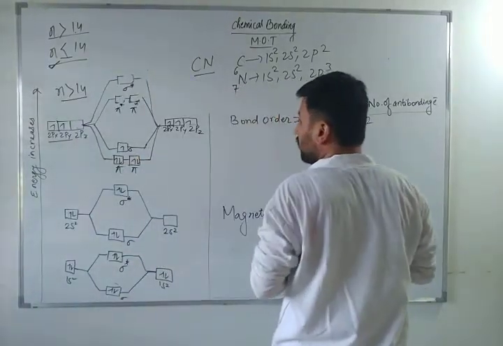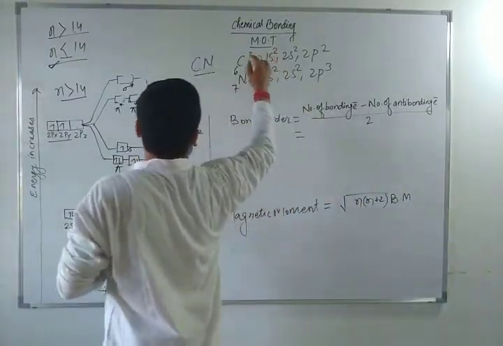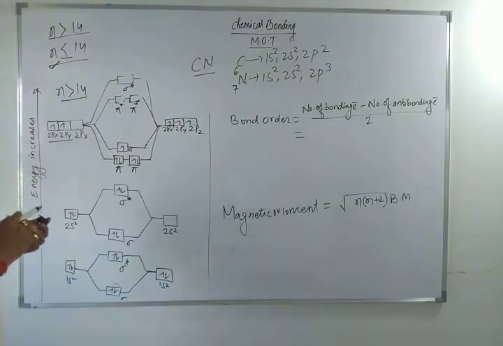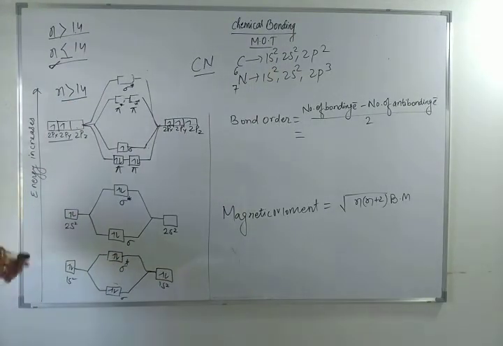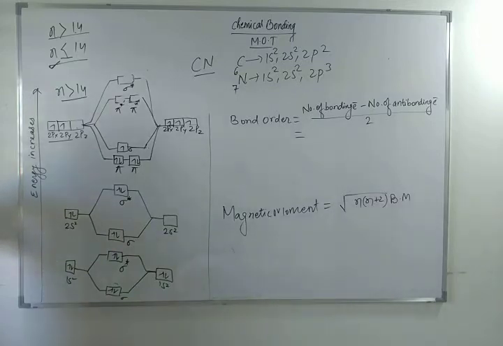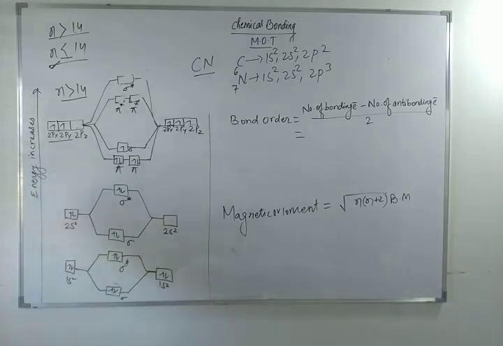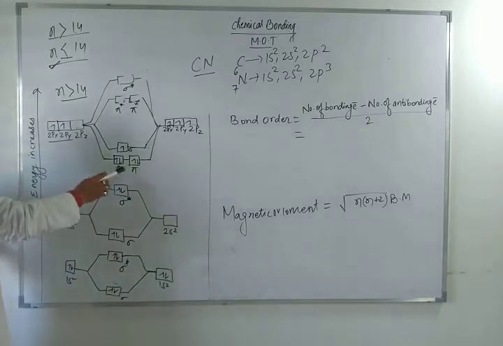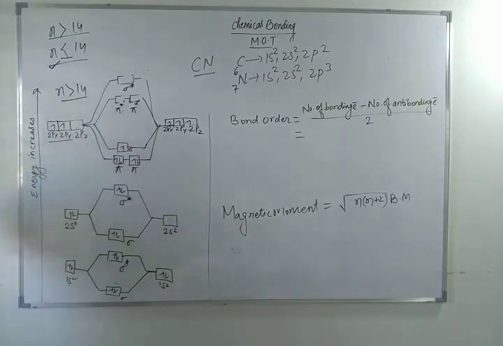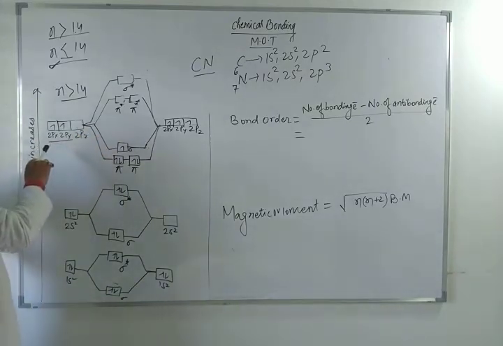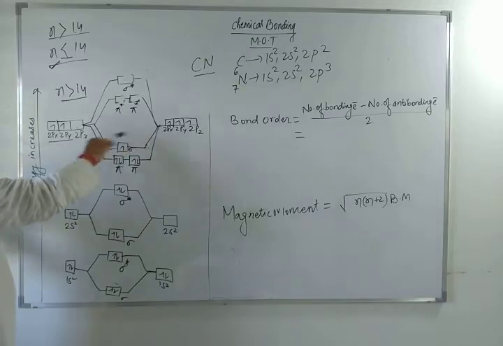How many bonding electrons? In cyanide I am talking about C and N. Just remember these words: cyanide is less than 14. Less than 14 means pi electrons will come down. Pi electrons down means here you can see 2px, 2py and 2pz will go up. So here the total number of electrons in 2p2 and 2p3, total 5 electrons are there.